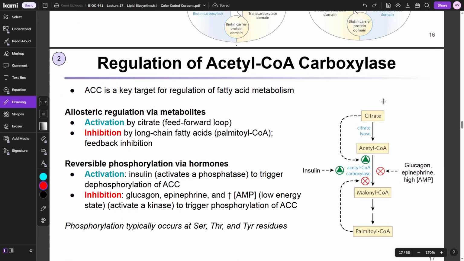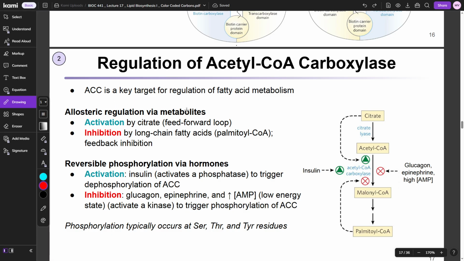So regarding regulation, acetyl-CoA carboxylase is the main one that gets regulated. Fatty acid synthase actually, if I'm not mistaken, does not really get regulated. I think it just doesn't get regulated, period. But we can go back and take a look at that in a second. But it's the main one.